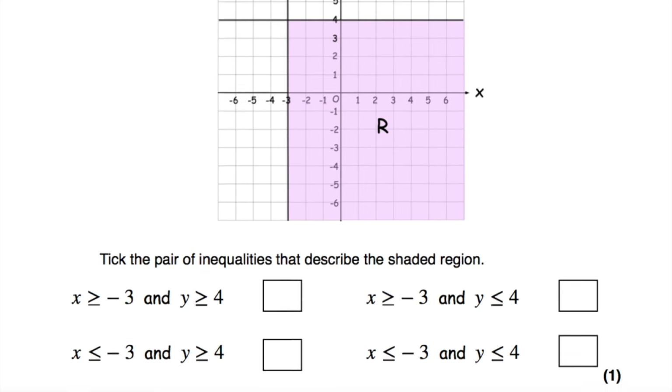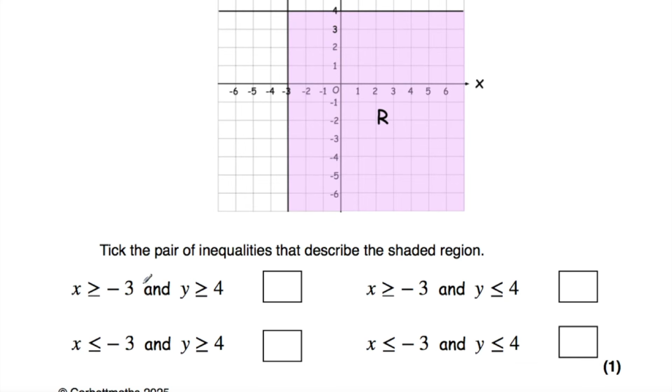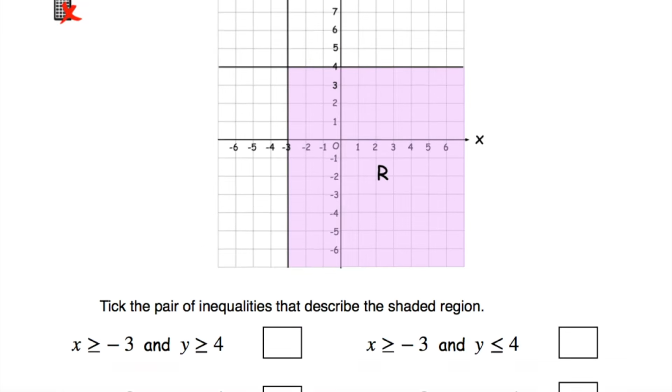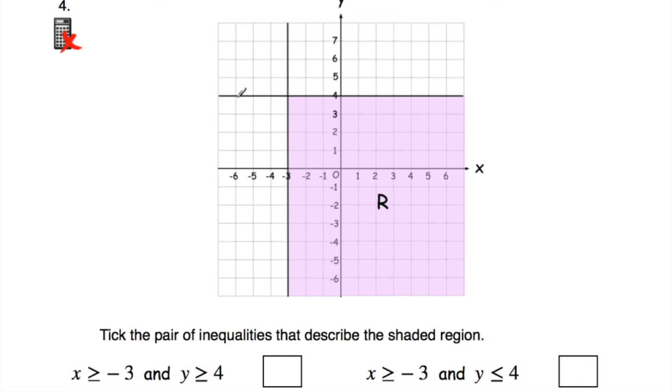Let's look at our options. x is bigger than or equal to -3, and y is bigger than or equal to 4. x is bigger than or equal to -3 and y is less than or equal to 4. x is less than or equal to -3 and y is bigger than or equal to 4. And x is less than or equal to -3 and y is less than or equal to 4. Okay, so let's have a look at the lines. This is a horizontal line that passes through 4 on the y-axis, so this line is the line y equals 4. And this line here is a vertical line that passes through -3 on the x-axis. That's the line x equals -3.